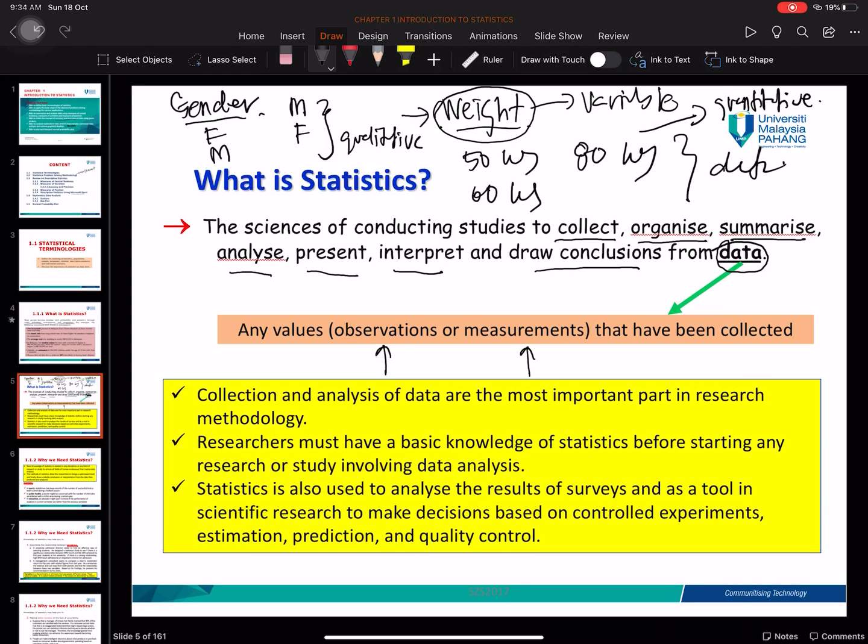So the data here will be influenced by the characteristic that we want, or the variable. Collection and analysis of data are the most important part in the research methodology. How good your data is will influence the rest of your research. It will influence the result, the conclusion that you obtain, and how you are going to solve that problem. Basically this is what you are going to do for your assignment. You start with collecting the data and then close with the conclusion.